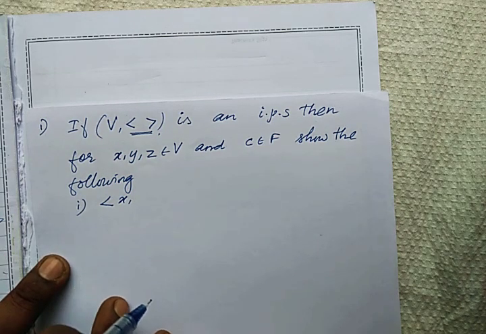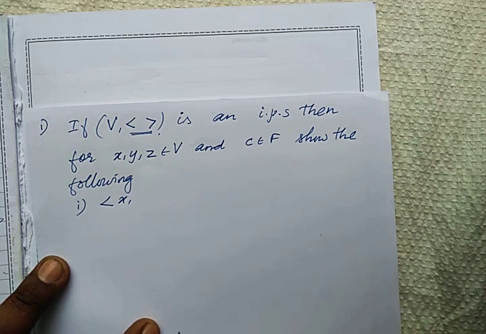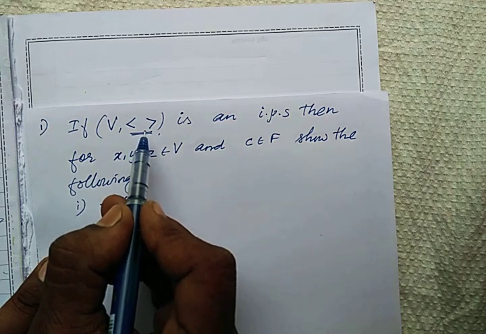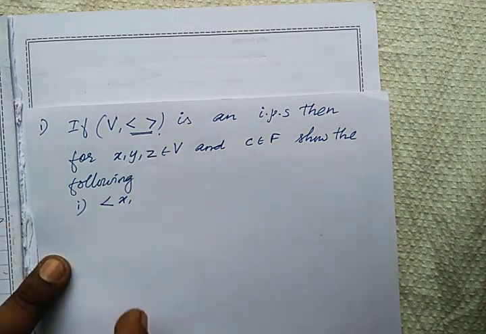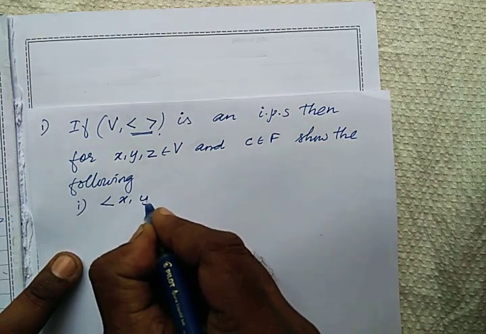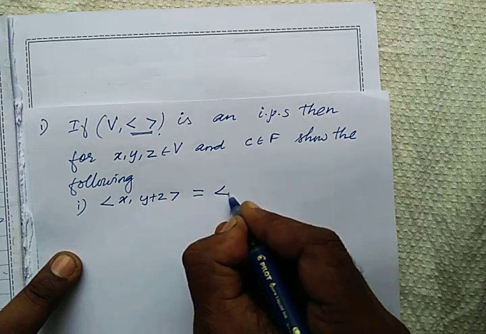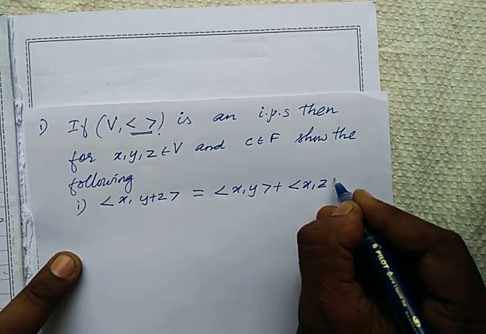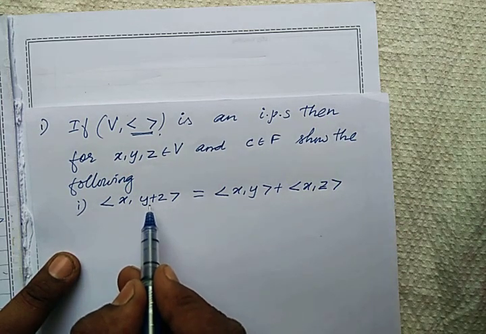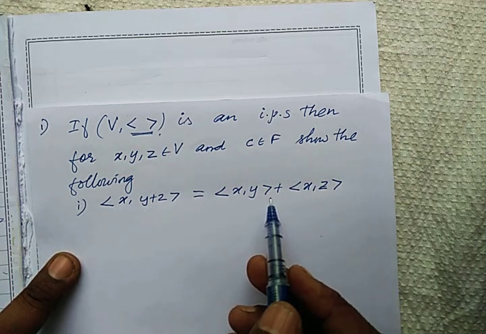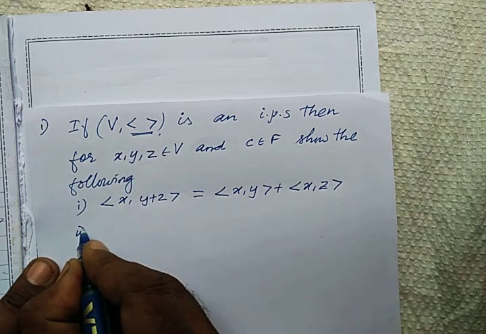We are going to see simple results for every vector space. If it is an inner product space, then this inner product is going to satisfy a few more conditions, a few more results. The first one is inner product of x comma y plus z. This is equal to inner product of x comma y plus inner product of x comma z. See here, the addition in the second component also can be split for the inner products.